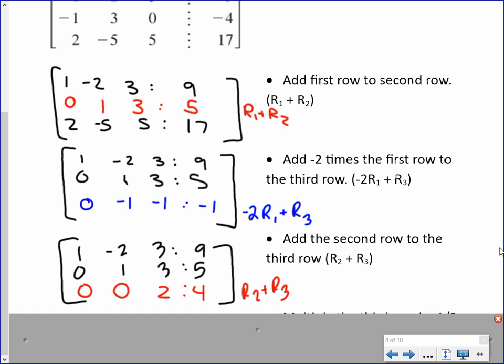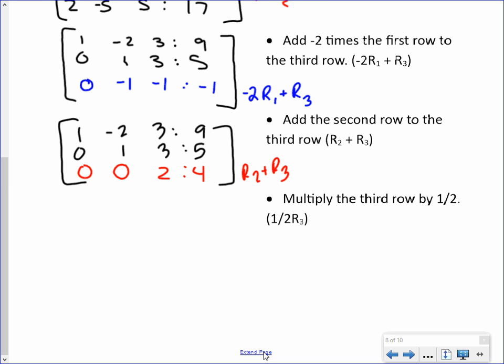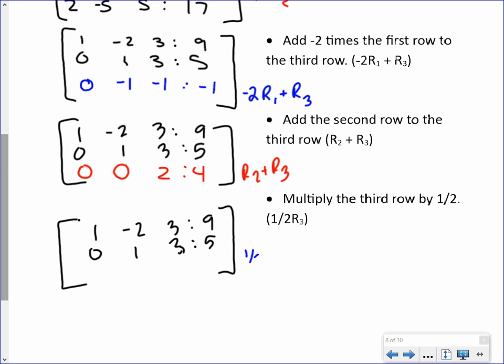Multiply by 1/2. You're not allowed to add or subtract numbers to the rows. You are allowed to multiply by a scalar, right? That's one of your elementary row operations. So let's multiply row 3 by 1/2. Row 1 stays the same, row 2 stays the same. These are good to go for row echelon form. I just need to multiply row 3 by 1/2. I'm going to get 0, 0, 1, 2.